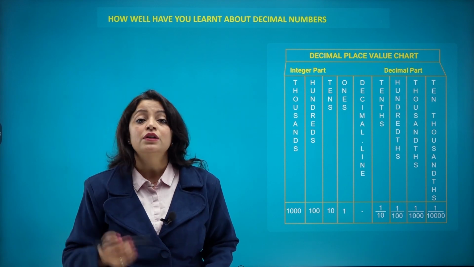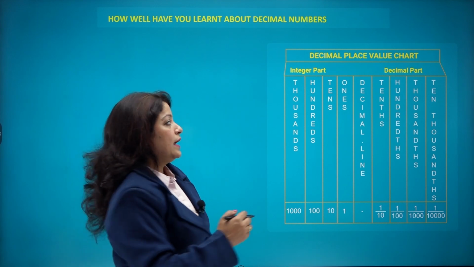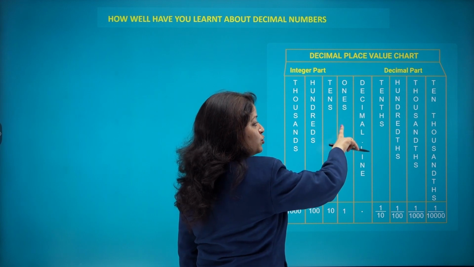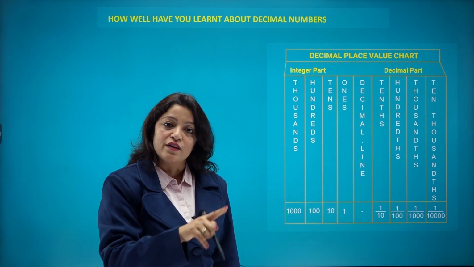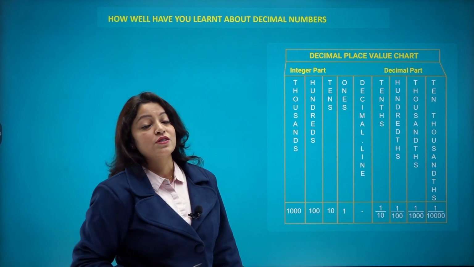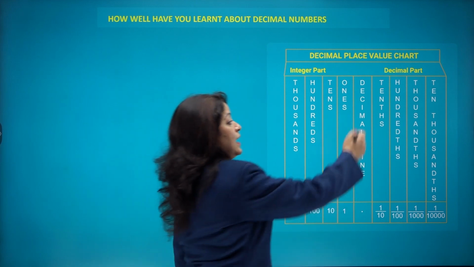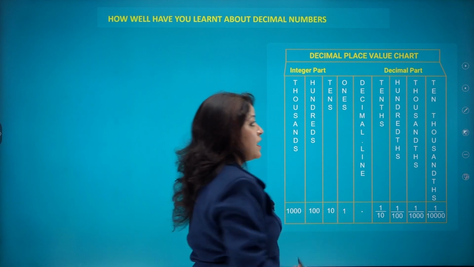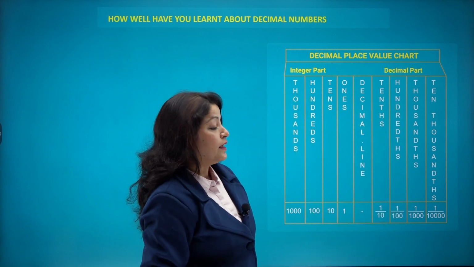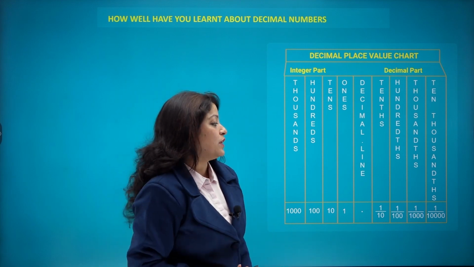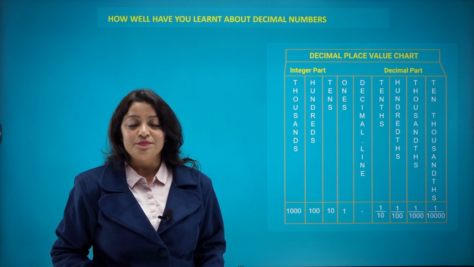But if we move to the right hand side from the decimal, then what happens? We have to do the division, okay? And remember that to the left it is ones, but to the right it is tenth. We always start from tenth, the first place just next to the decimal, and tenth stands for 1 upon 10. Hundredth stands for 1 over 100. Thousandth stands for 1 over 1000 and so on.